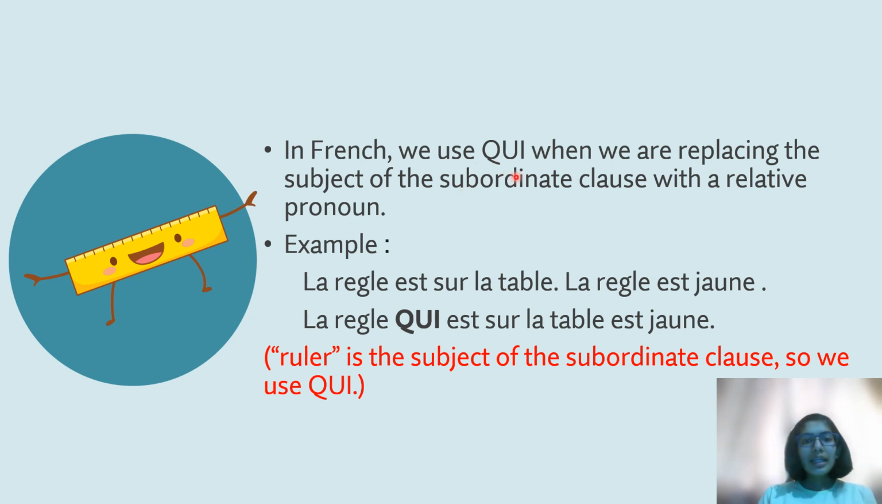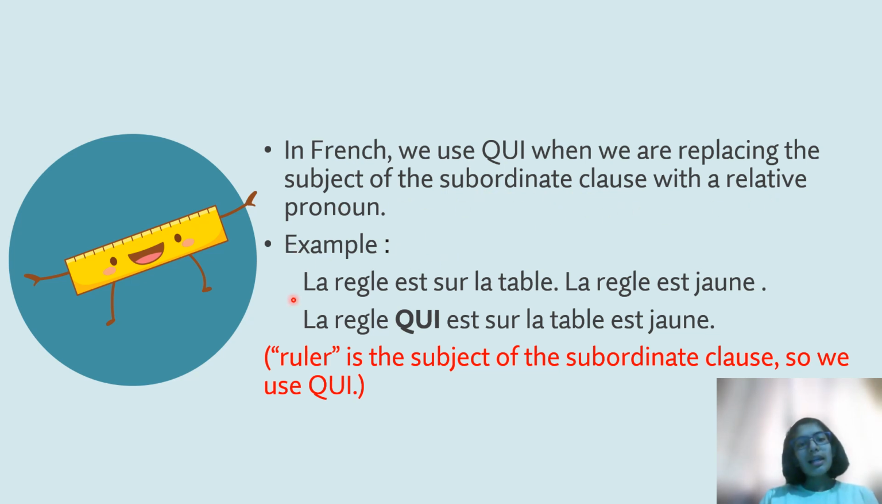But qui हम यूज करते हैं उस नाउन के लिए जो कि दोनों sentences में तो repeat हो ही रहा होता है. It's getting repeated in both the sentences, right? But in the subordinate clause, it's not the object, unlike que. It's the subject instead. So that's like the most basic difference. Que replaces the object, qui replaces the subject. So in French, we use qui when we are replacing the subject of the subordinate clause with a relative pronoun.